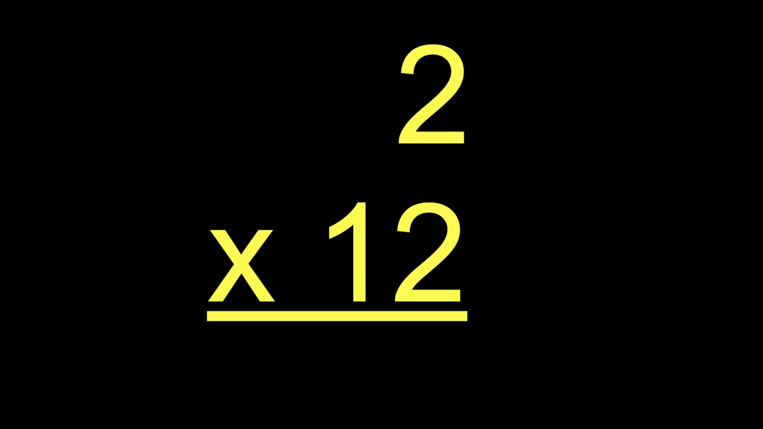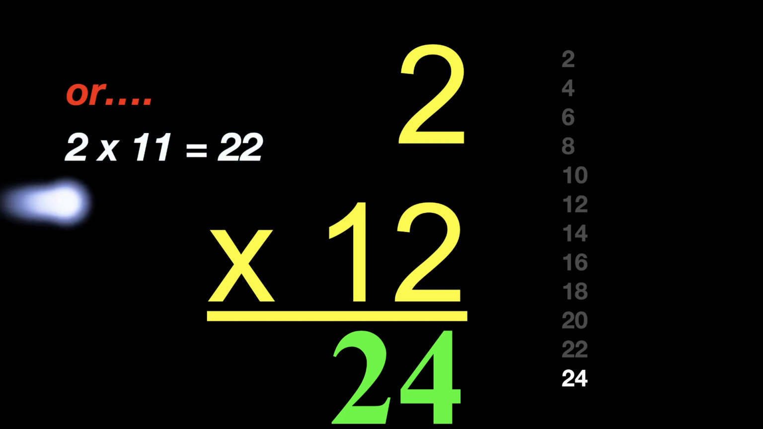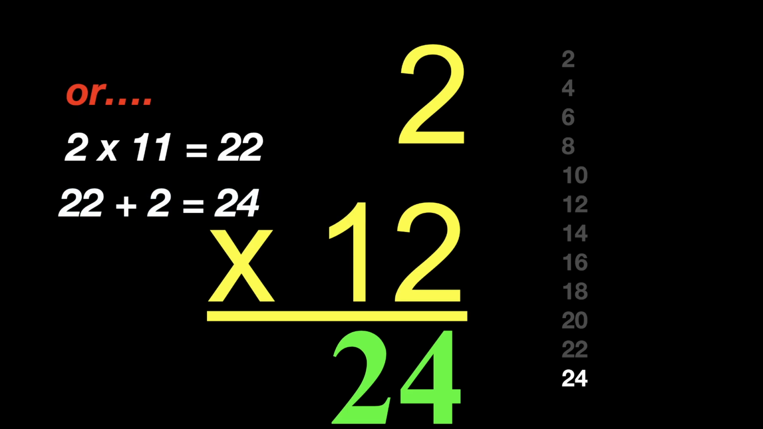2 times 12. 2, 4, 6, 8, 10, 12, 14, 16, 18, 20, 22, 24. It'll come. Or we could really think 2 times 11, right, is 22, and just add 2 more, and it's going to be 24. So either way is a great way.